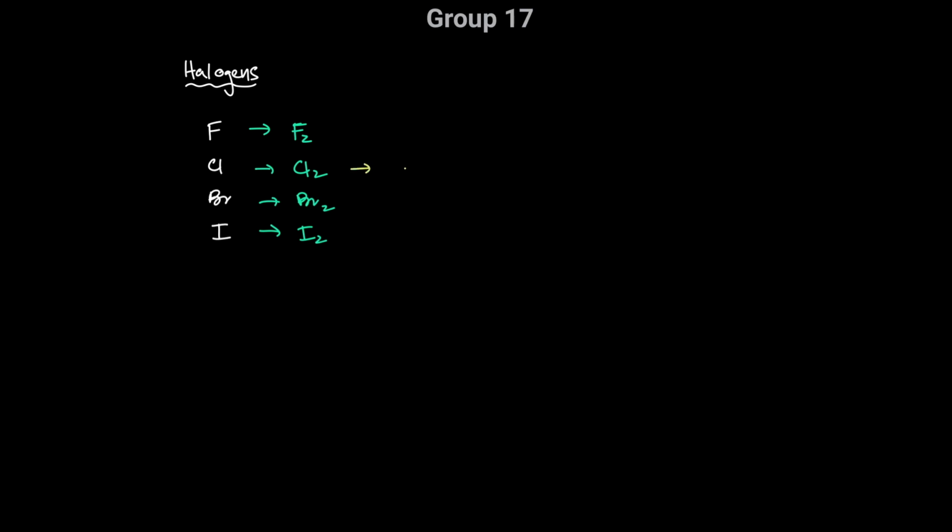Chlorine is a yellow-green gas at room temperature, sort of like a pale yellow-green gas. It has a very faint color. Bromine is a red-brown liquid. Sometimes you can just call it a deep red. It's a very dark sort of red color, that's why we call it red-brown, or you could say deep red liquid.